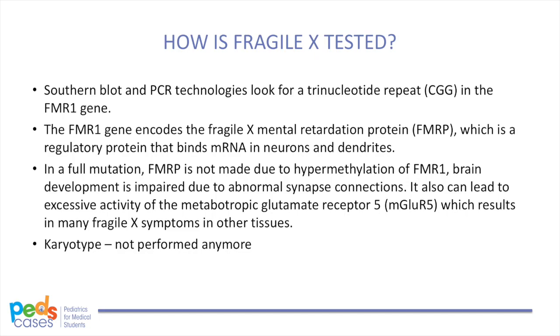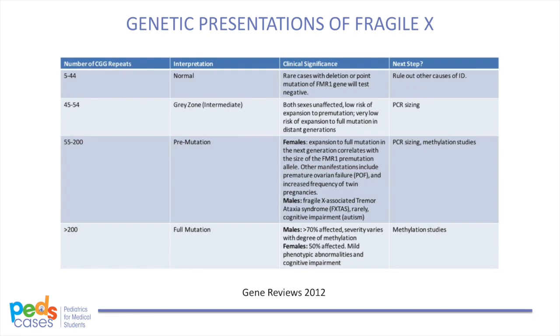You mean like Southern blot and PCR? That's right. Southern blot tells if the gene has a full mutation, approximate size of the mutation, whether the gene has been methylated, and if there is mosaicism of the gene. PCR can determine the actual number of CGG repeats that are present in the FMR1 gene. Oh, now I remember from my reading. Certain numbers of repeats indicate different severities of the disease. The more repeats, the more severe the mutation, right?